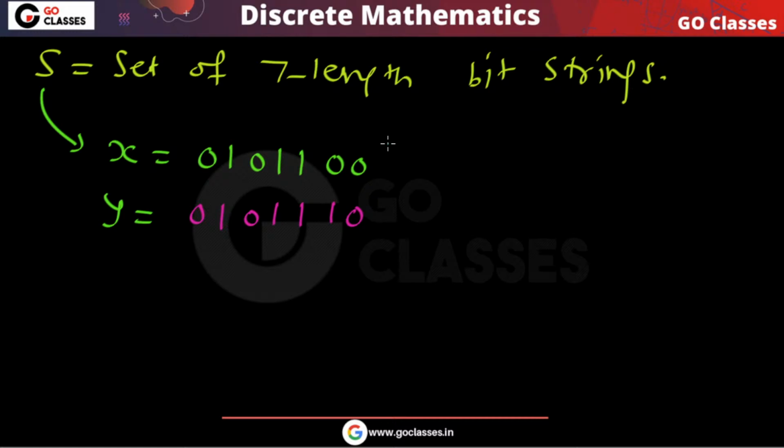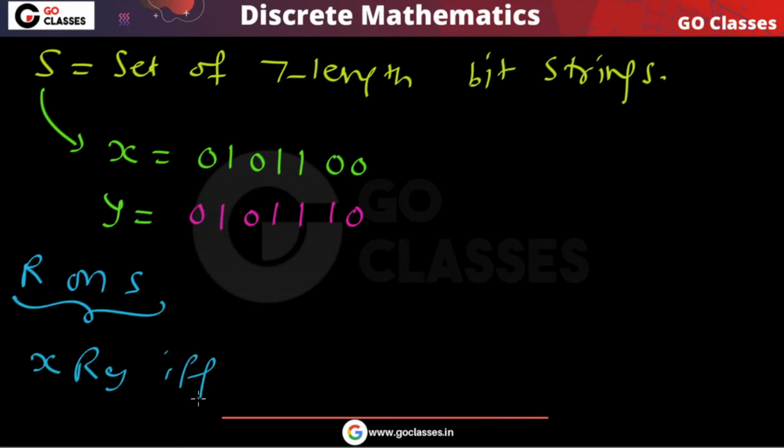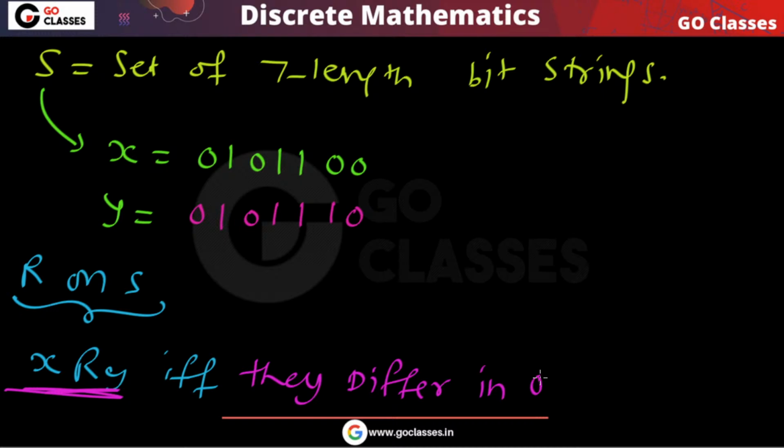Then tell me, are they related? Can I say, now we are defining a relation R on S, and we are saying that X is related to Y if and only if they differ in exactly 1 bit position.